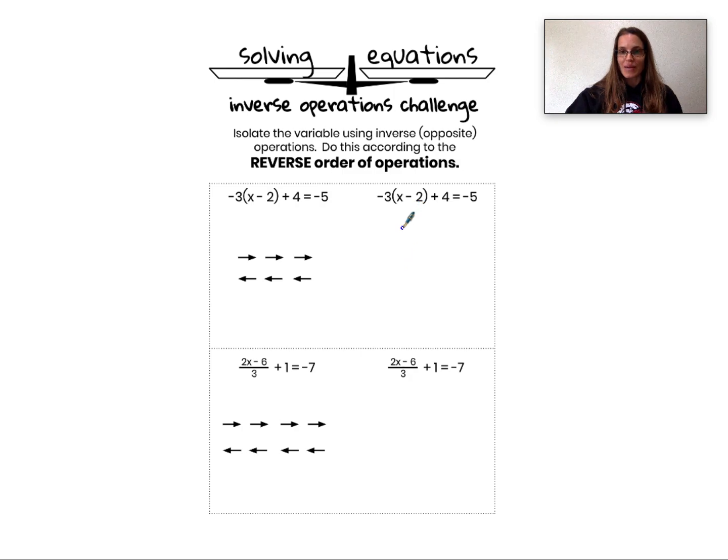For this first example, I could use a different strategy. I could use the distributive property first and then combine like terms. And that strategy is great. It is completely acceptable. So unless I say, solve this equation without using the distributive property, go ahead and use the distributive property if you like. However, in this notes page, I'm going to go over the other strategy of solving just using inverse operations.